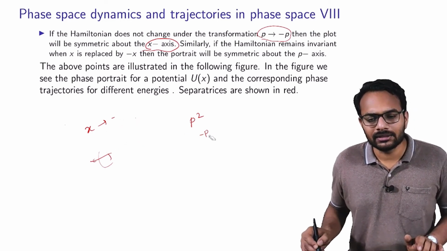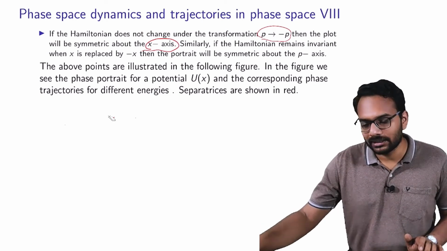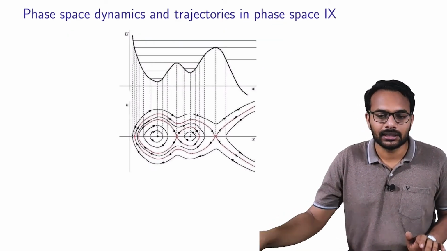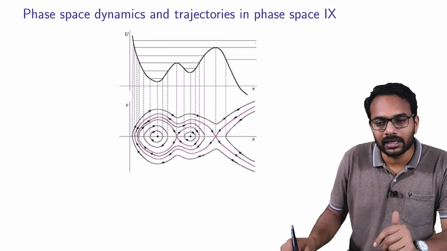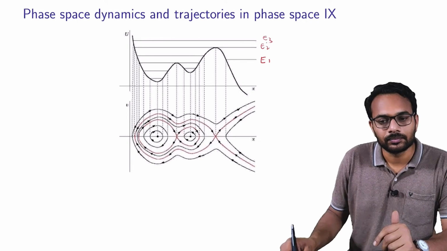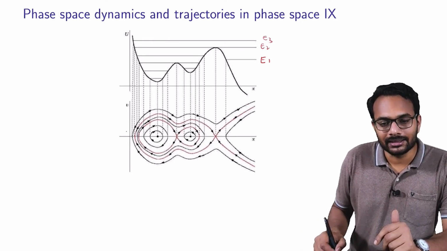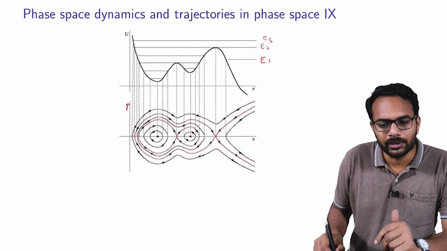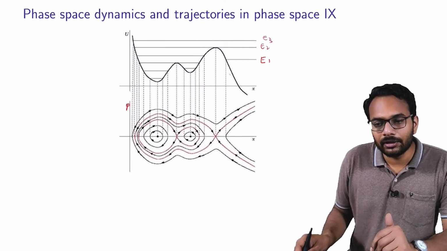Now let's look at a general example. Some of the points are illustrated here. This is the potential energy curve that we have. These are the energy lines E1, E2, E3, etc. This is u versus x, and this is v versus x. It could also be p versus x, it doesn't matter.